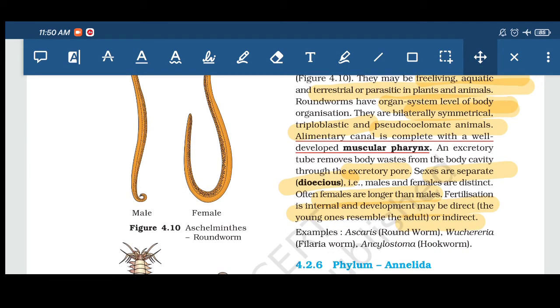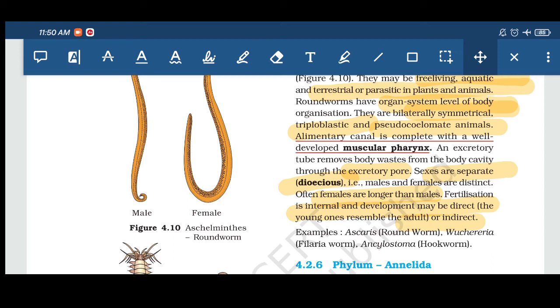Then the elementary canal is complete with a well developed muscular pharynx. This is a very important point in Aschelminthes. Animal development has a completely developed muscular pharynx. Excretion is done by excretory pores. Sexes are separate. This is the first phylum where sexes are separate. Male and female have distinct physiological characters, that is the morphological characters.